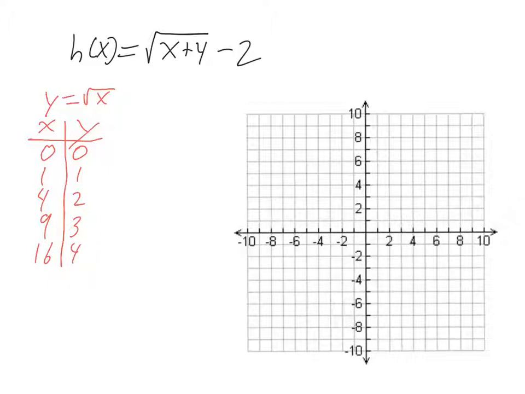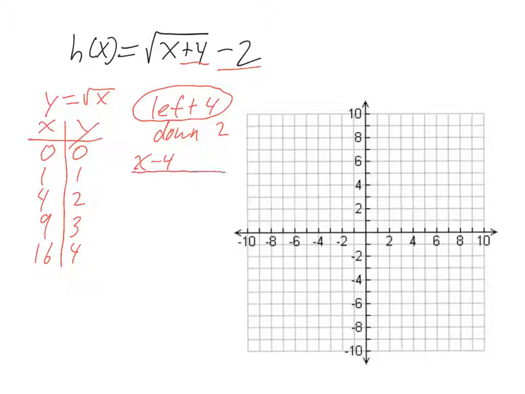And so now we're going to identify our transformations. So that plus 4 off the x is going to make it go left 4 units. The minus 2 is going to make it translate down 2 units. And so the left 4, that's an x impact. So if the graph is shifting 4 units to the left, each x value is going down 4. And for the down 2, that's affecting the y value, so that's just taking each y value and subtracting 2.